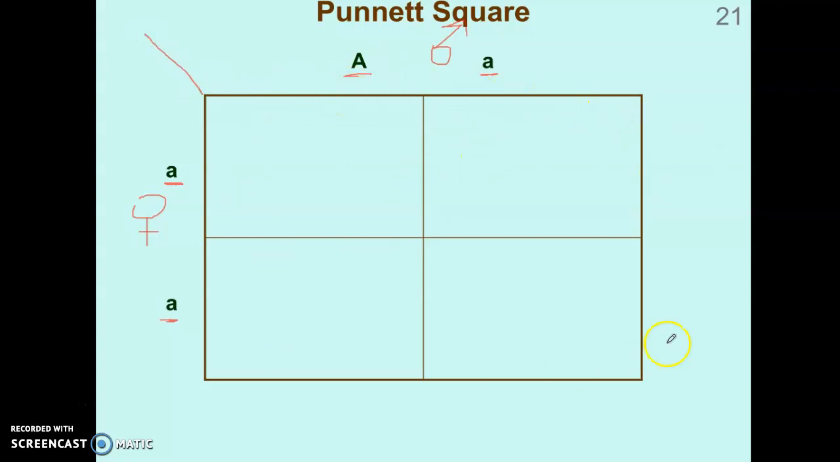Sometimes it's easy to just draw the 4 boxes out and then put your information where it needs to go. I'm going to continue this line upward because I think sometimes that's helpful to see that these are separate. Now, if this is sperm and this is egg, all this one can give off is a big A, and all that this person can give off is a little a.